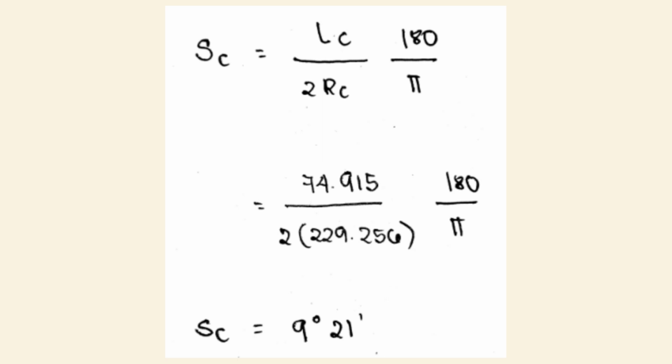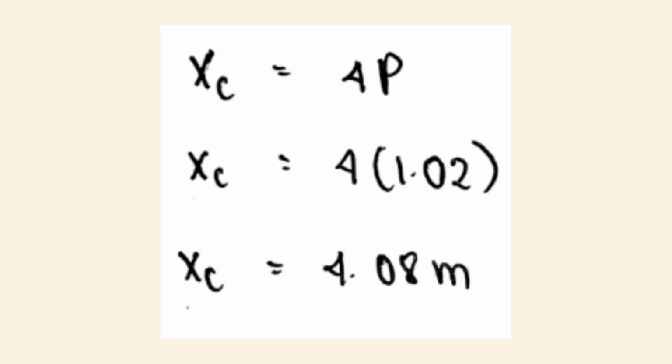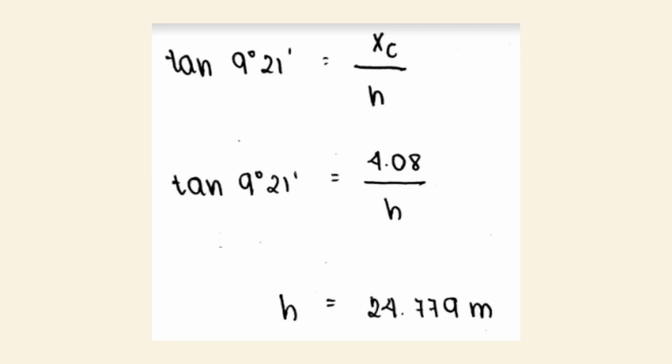So spiral angle is equal to L over 2R multiplied by 180 degrees over pi. Substituting values, we have 74.915 divided by 2 multiplied by 229.256 times 180 degrees over pi. So the value of the spiral angle is equal to 9 degrees 21 minutes. X is simply 4 multiplied by the length of throw, which is 1.02. Thus, the offset distance is 4.08 meters.